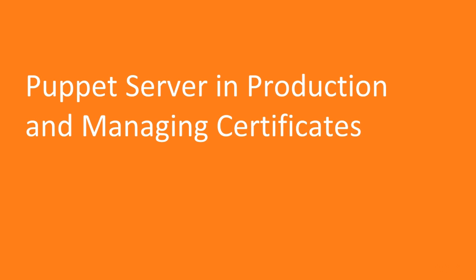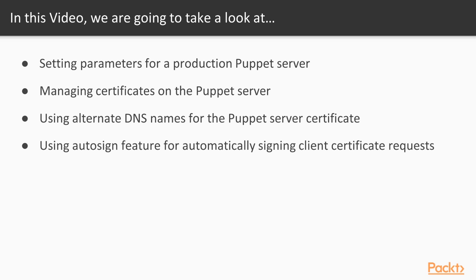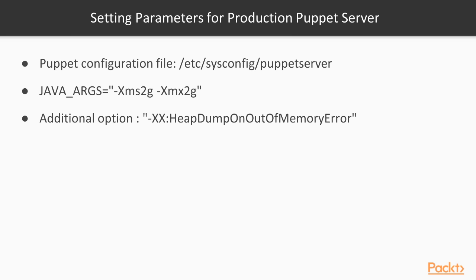In the previous video, we went through an overview of the Puppet language and learned to write a basic module. In this video, we will learn about configuring parameters on the Puppet server for optimal performance in production, managing certificates on the Puppet server using alternate DNS names for the Puppet server certificate, and using the Autosign feature to automatically sign client certificate requests. The default Puppet server configurations work for most infrastructures.